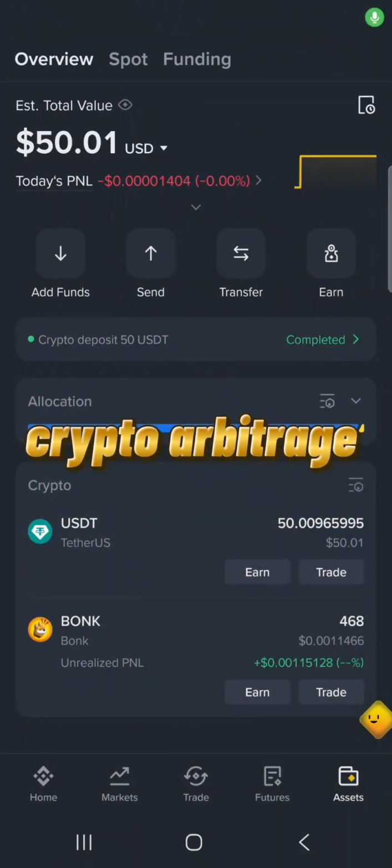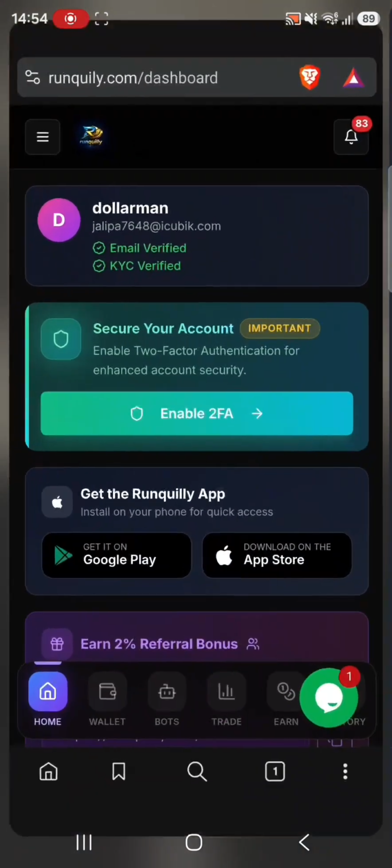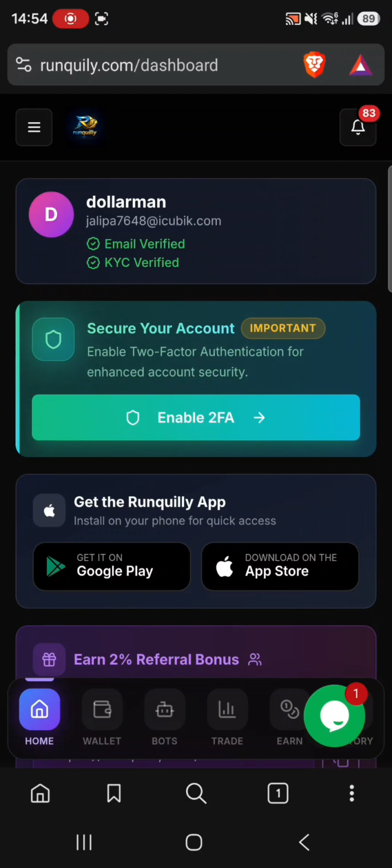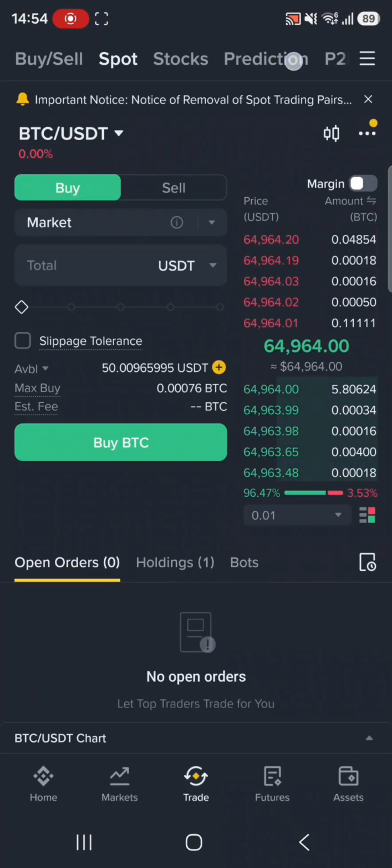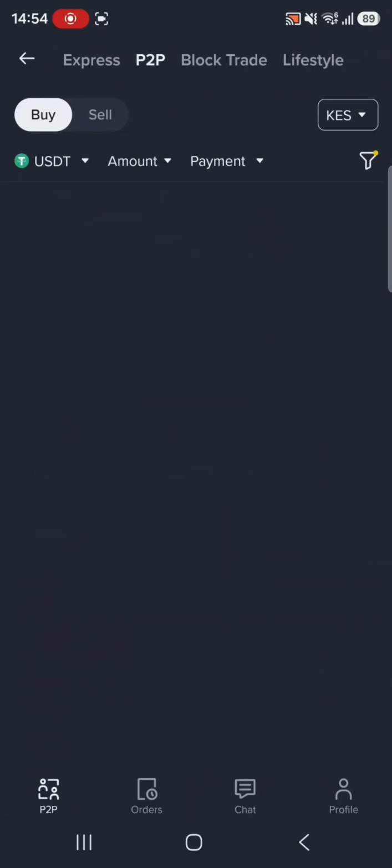Make profits again with crypto arbitrage trading. As we said, crypto arbitrage trading is buying assets at a lower price in a centralized platform and selling them at a higher price in a decentralized platform. So we'll be buying low on Binance and selling high on Ranquilly.